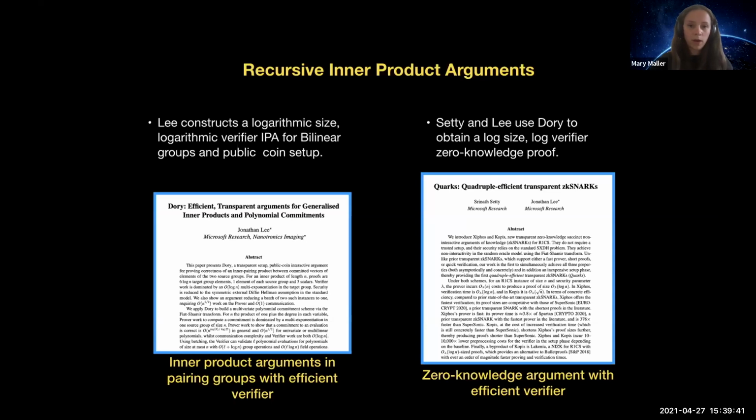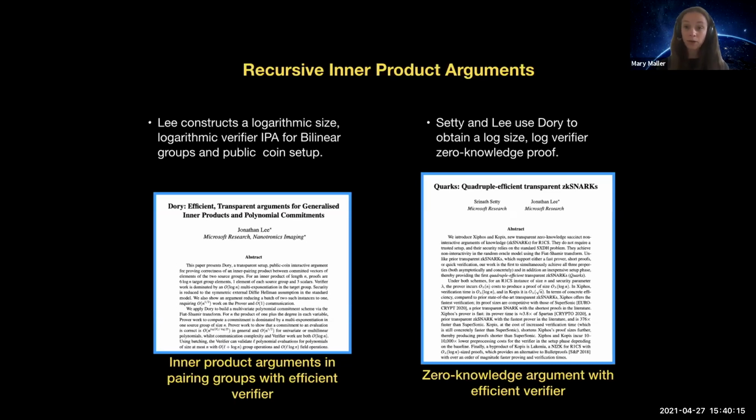Improving on our work is the trustless setup setting. When you want a public coin setup, there is a breakthrough work by Jonathan Lee, called Dory, where Lee is able to construct a logarithmic sized proof with a logarithmic verifier in a product argument in bilinear groups with a public coin setup. The basic way this is done is by proving that the rescaled commitment keys at each step have been done correctly.